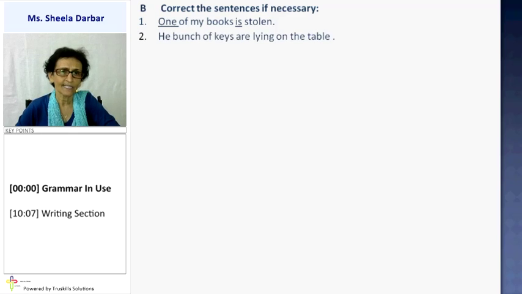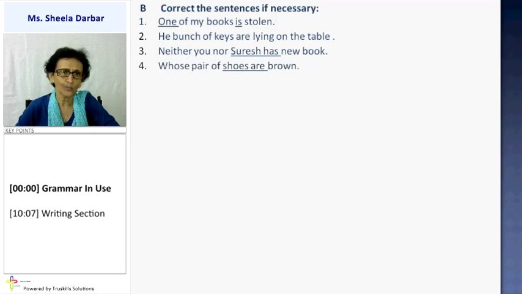Second, the bunch of keys are lying on the table. Because it is bunch of keys and are is associated with keys. Are lying on the table. Neither you nor Suresh has new book. So it is Suresh has no new book. Yeah, that is why. Fourth one.